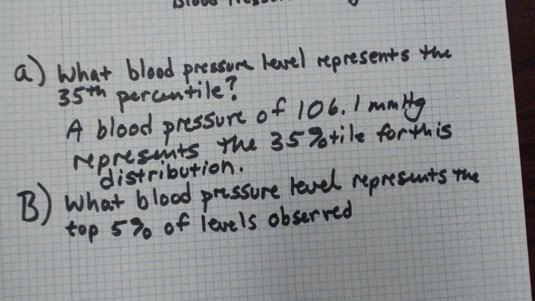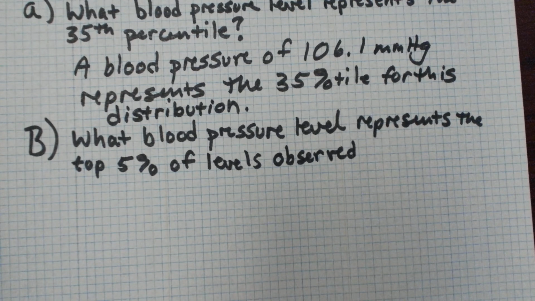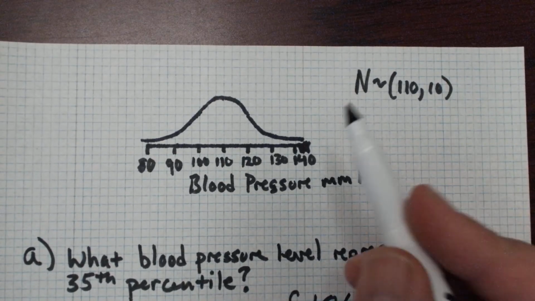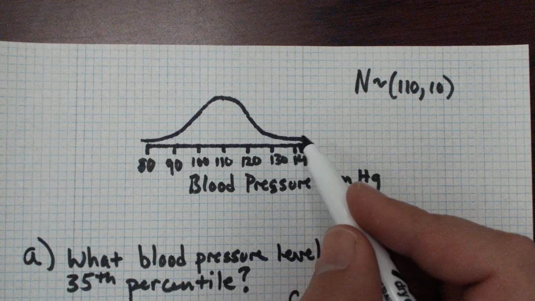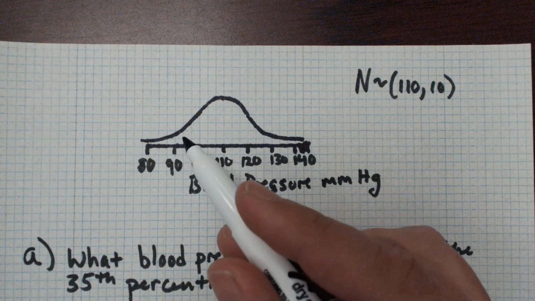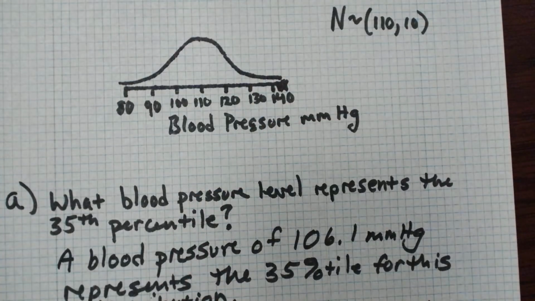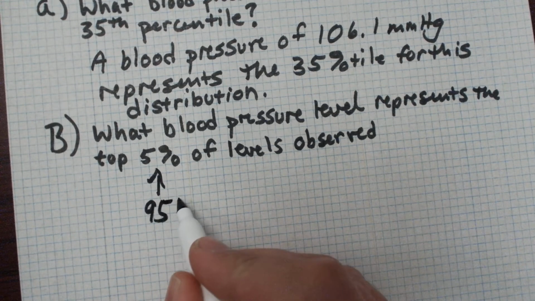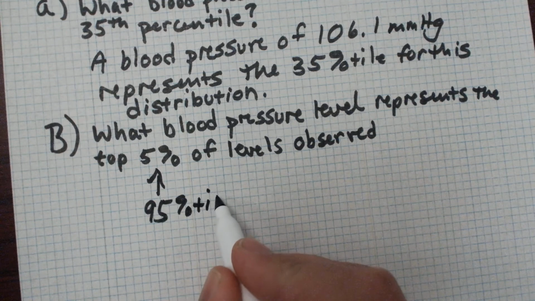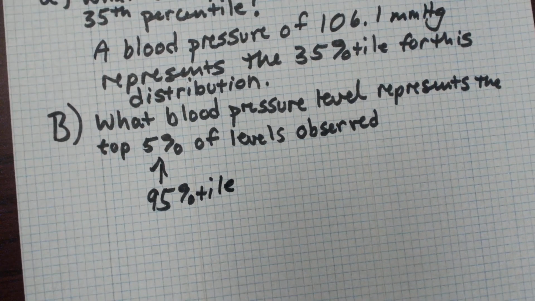There's many other variations of questions, but I'll just go through one more with you. What is the blood pressure level that represents the top 5% of all observations? Okay, so think about that. That is way up here in the higher tail. And if it's the top 5%, that means that 95% of the data is below. So we are looking for, with this top 5%, the 95th percentile. Okay, so that's just another way that they twist the problems around to give you a little bit of trouble.